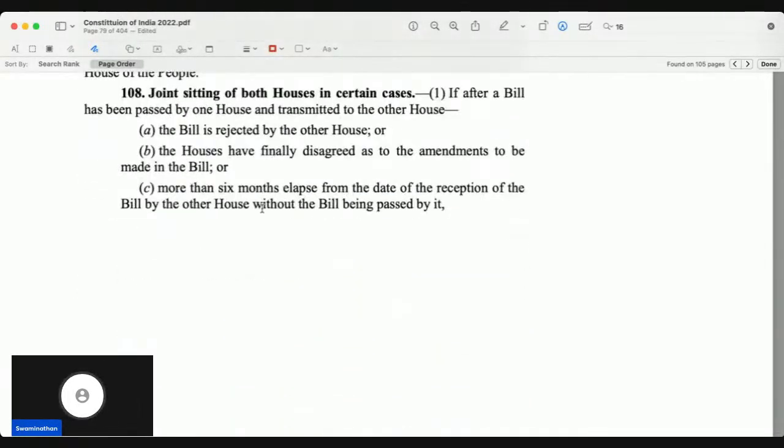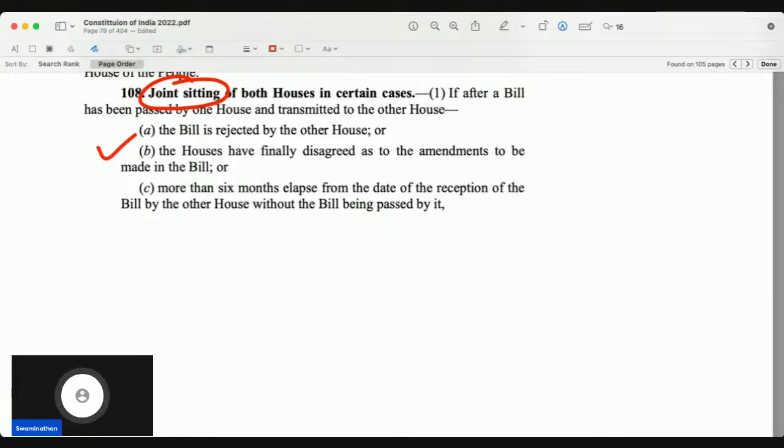108 is providing for special sessions of the parliament, that is, joint sitting. So ideally Lok Sabha will sit separately, Rajya Sabha will sit separately, but there are occasions when both the houses will sit together, that is called joint sitting. So when is it possible? First, if the president is addressing, as we have just now seen, the president addresses the joint sitting, so then both the houses will assemble together.